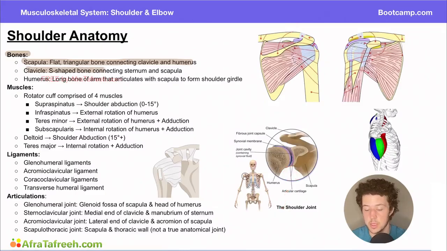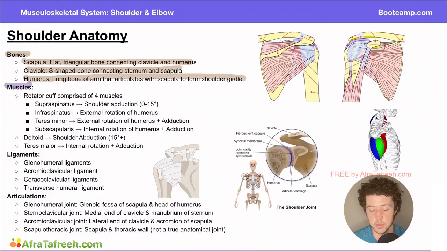The clavicle is the S-shaped bone connecting your sternum and scapula, and this is a really important connection because it's actually what anchors your shoulder to the axial skeleton. And of course, the humerus is the long bone of the arm that will articulate with the scapula to form the shoulder girdle, as we can see in this close-up right here.